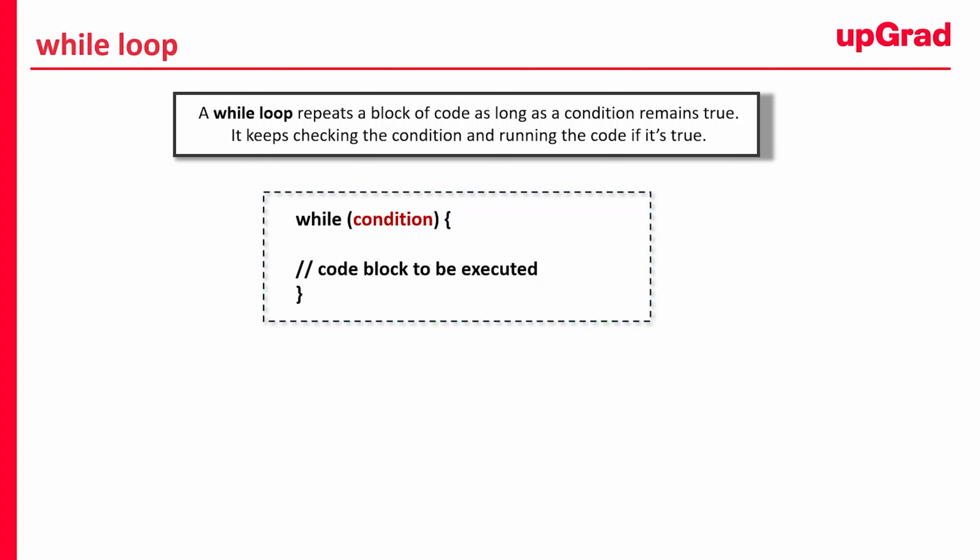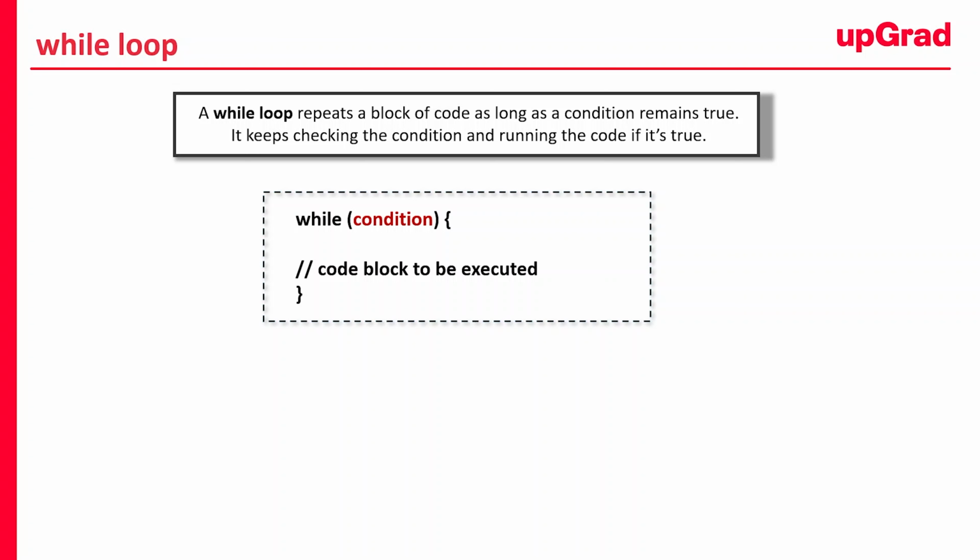The loop keeps checking the condition over and over, and if the condition is still true, the computer runs the instructions again. If the condition becomes false, the loop stops and the computer moves on to the next part of the program. So this was about the while loop, and now let's understand its syntax.